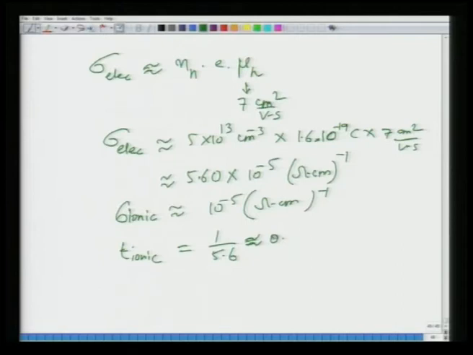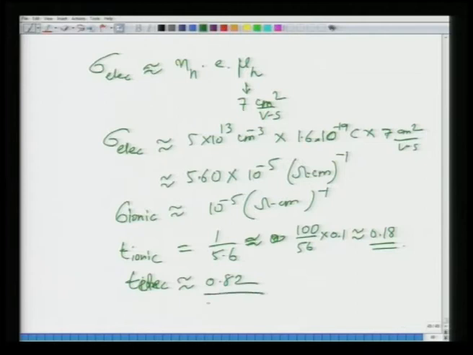So, this is basically 10 by 56, or 100 by 56 into 0.1, approximately 0.1 and 44, and then approximately 0.18, which means t_ionic is approximately 0.18 and t_electronic is approximately 0.82. So, what it means is that this is a mixed conduction, because approximately 20% of the conductivity is carried by ionic conductivity, and the remaining about 80% is carried by electronic conductivity. So, this is a good case of mixed conduction.